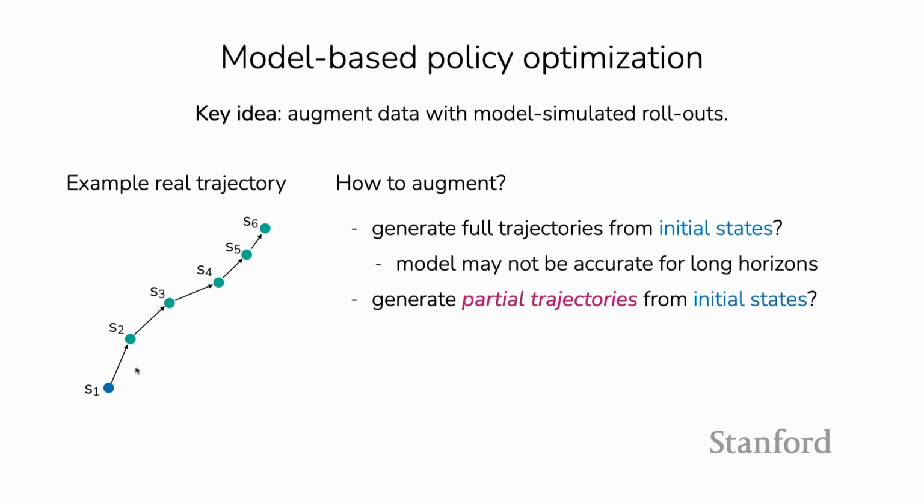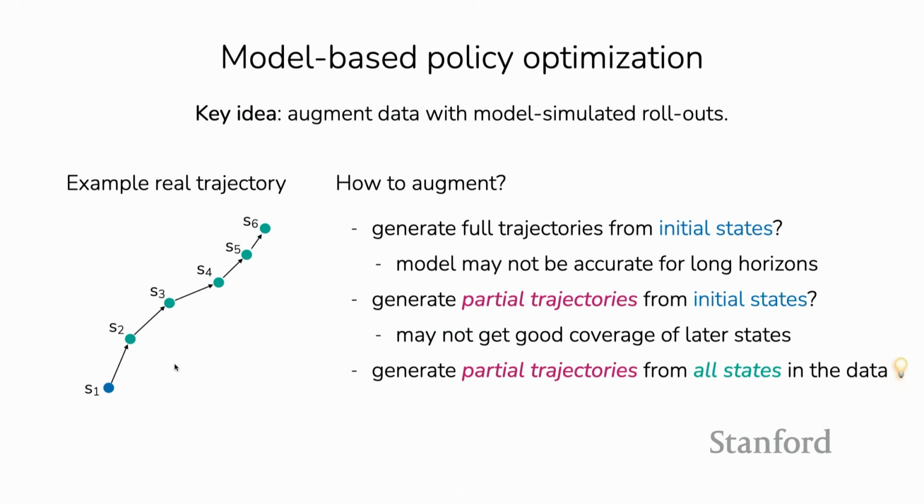You can also generate partial trajectories from the initial states, but this won't give you good coverage of the later states. And so one thing that gets the best of both worlds, that gets you good coverage and also allows you to use short trajectories, is to generate these partial trajectories from all of the states in your real data set.